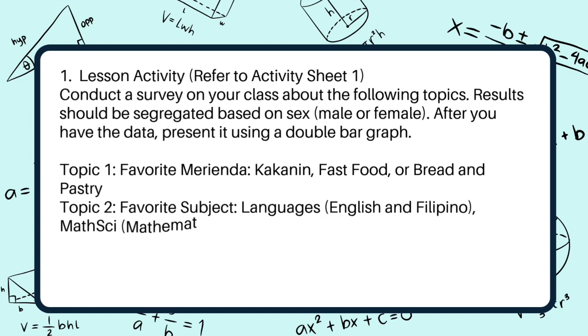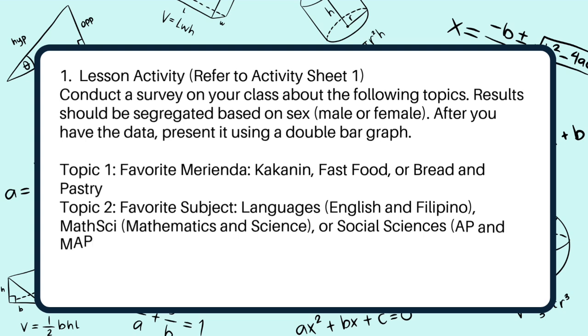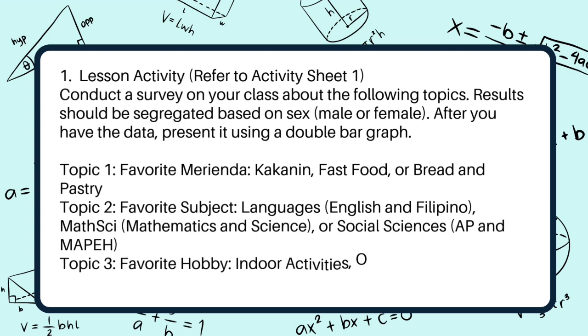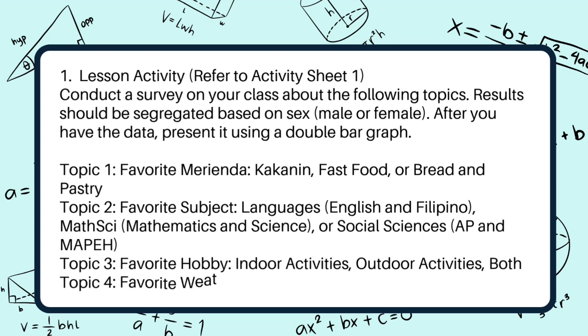So, you can choose, okay, for topic 1, favorite merienda, okay, kakanin, fast food, or bread and pastry. Topic 2, favorite subject, okay, is it languages, math, science, or social sciences. Topic 3, favorite hobby, indoor activities, outdoor activities, and both. And topic 4, favorite weather, is it sunny, windy, or rainy? And then you're going to come up with, okay, you can come up first with a simple table, and then you can craft and construct a double bar graph. Pwede naman na hindi ka na gumawa ng simple table and proceed directly in creating a double bar graph.